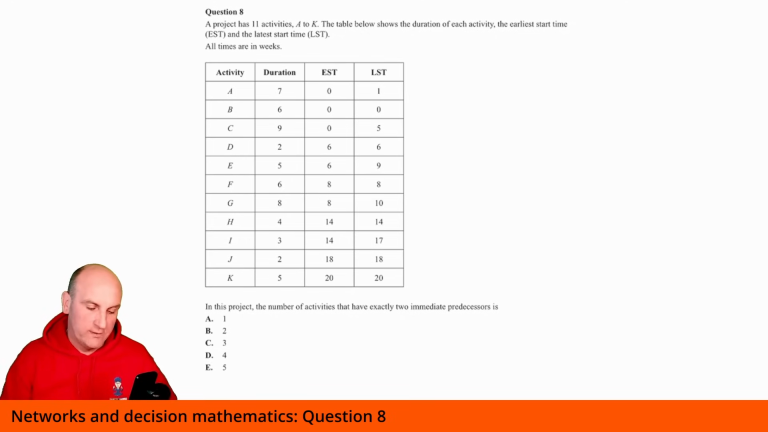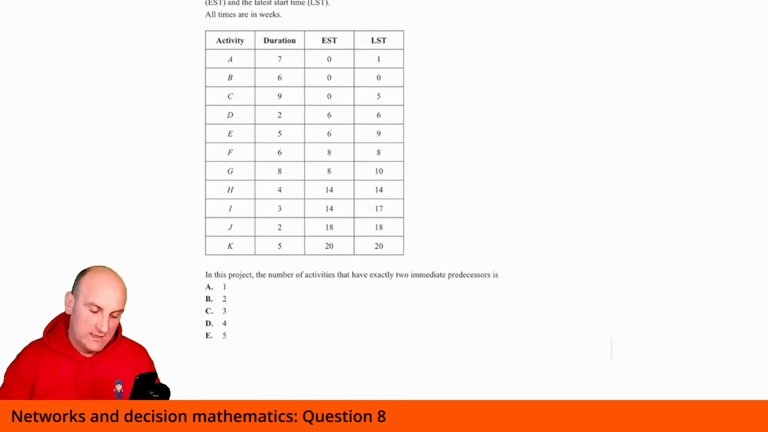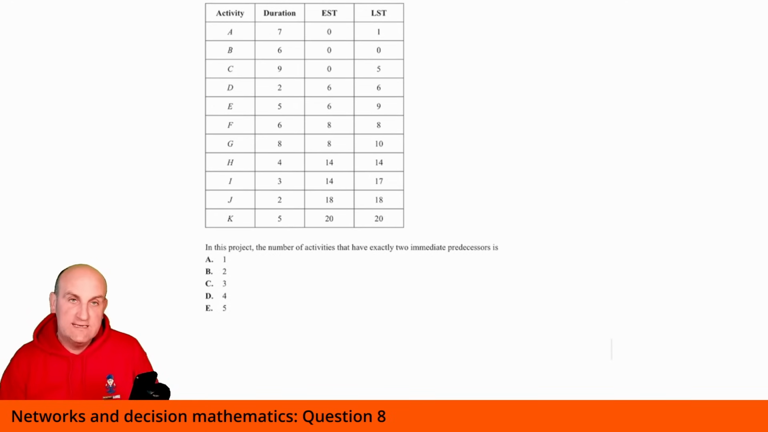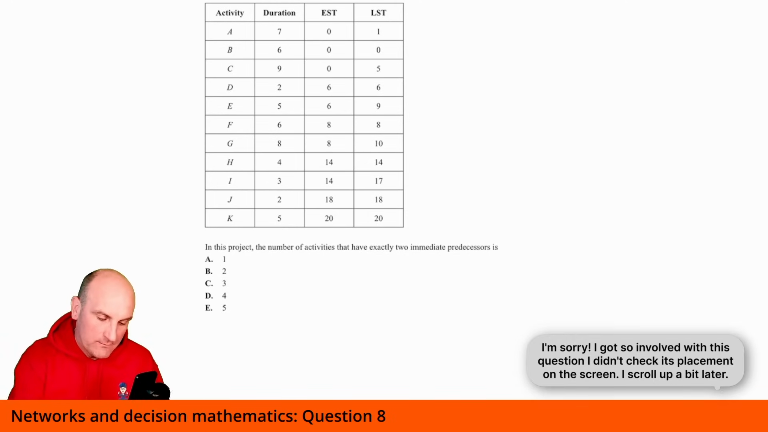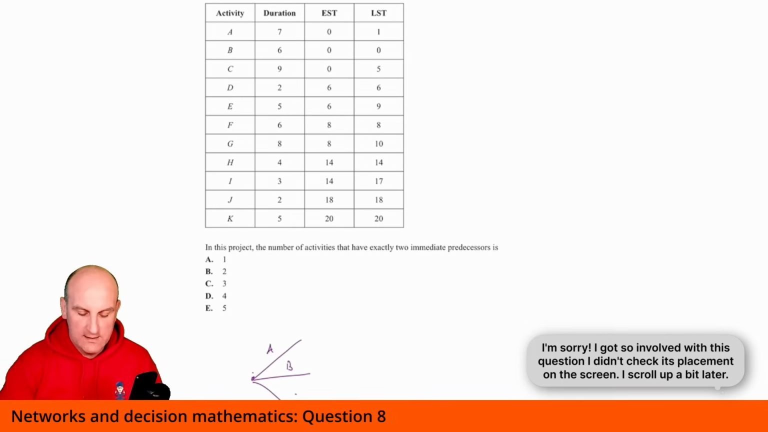Because you had to try and draw it together. Now, I know lots of people did it in different ways. Let's see if I can try and replicate it now. Right, earliest start time, 0, 0, and 0. So A, B, and C have to come off the same thing. So A, B, and C all have to come off the beginning. Yes, there's A, B, and C.